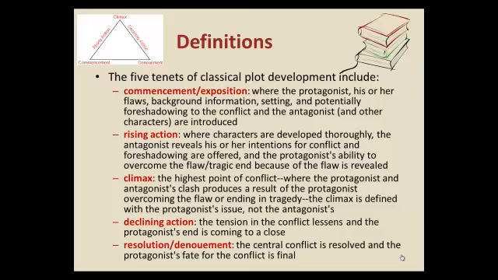So let's now talk about the climax. And we've been talking about this idea of the highest point of conflict. Well, what does that imply? That there are lots of conflicts throughout the work, but it's the highest point of conflict that actually defines the climax.